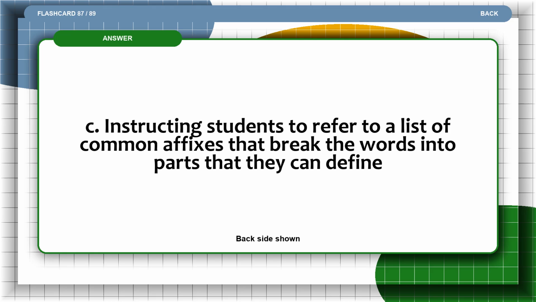The answer is C. Instructing students to refer to a list of common affixes that break the words into parts that they can define. Flashcard 88.